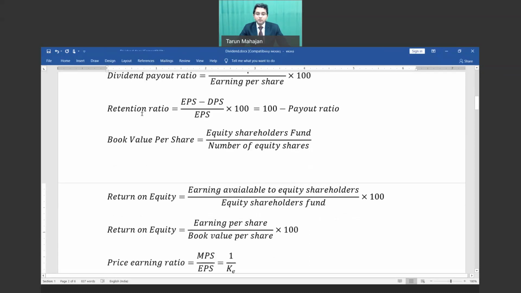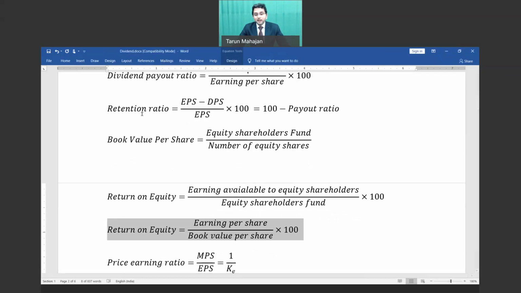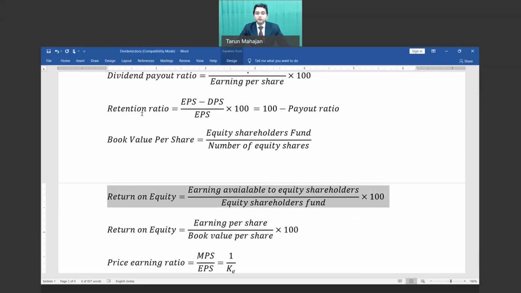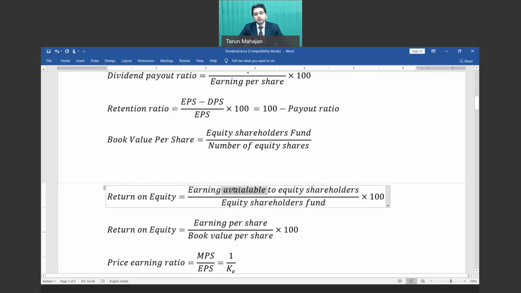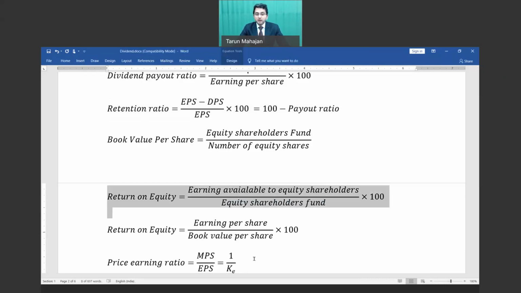So the return on equity formula can be like this also. This return on equity formula is for total amount: total earning available divided by total equity shareholders fund. Return on equity is also earning per share divided by book value per share. So actually what you did is you divided the numerator by number of shares and you also divided the denominator by number of shares. So this is also the same formula for return on equity. Both formulas will give you the same result.